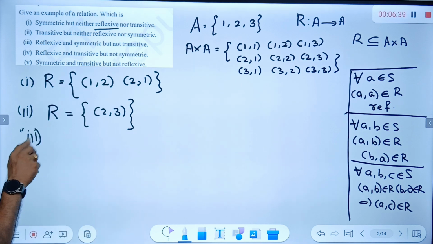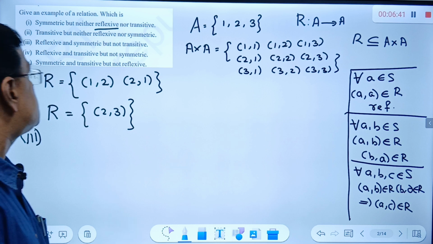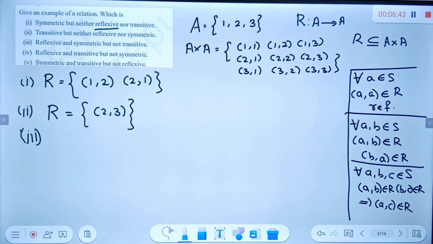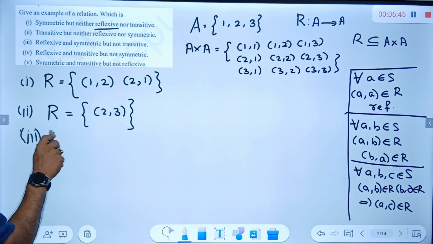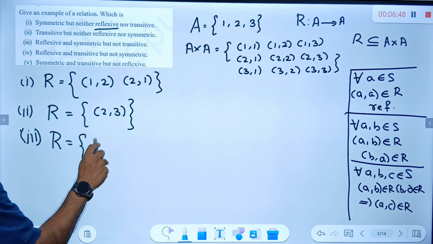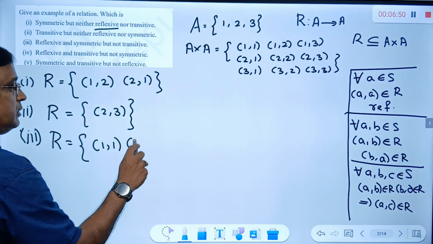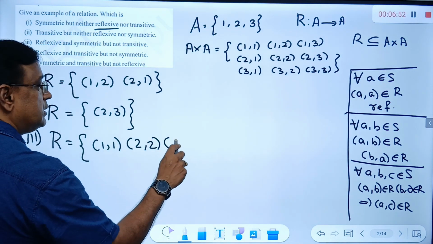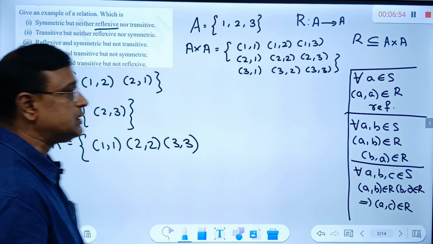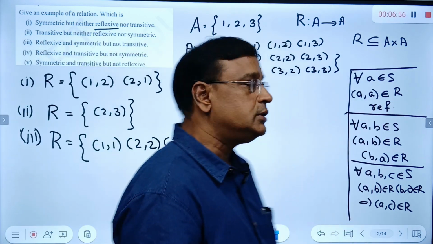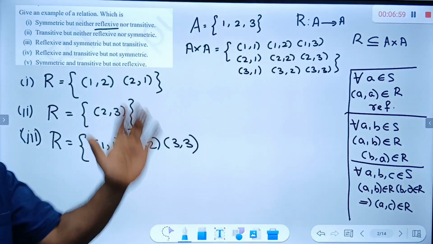Now what is the third example? Reflexive and symmetric but not transitive. It has to be reflexive. So let's exhaust that. You should have 1, 1. Definitely you should have 2, 2. Definitely you should have 3, 3. That satisfies the reflexive condition. So this relation will always be reflexive.